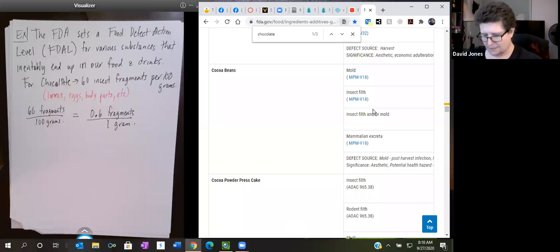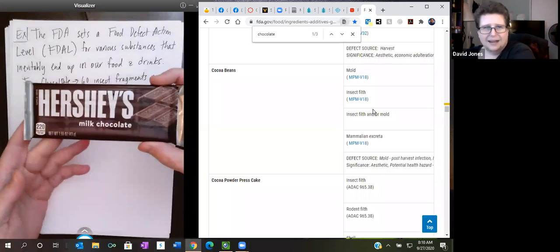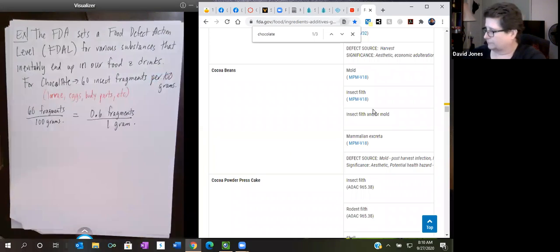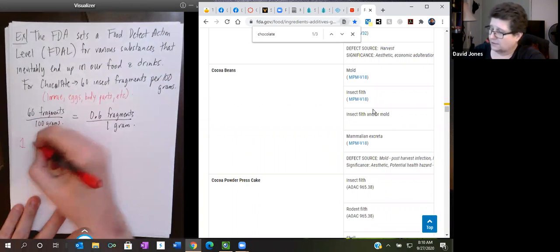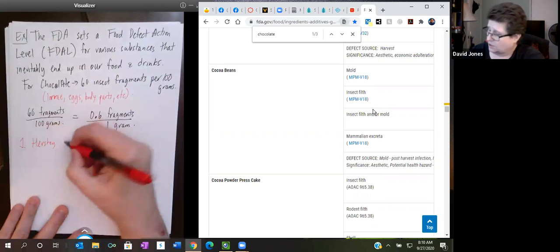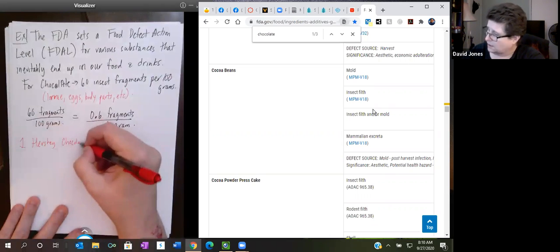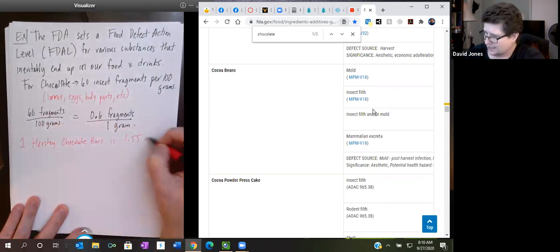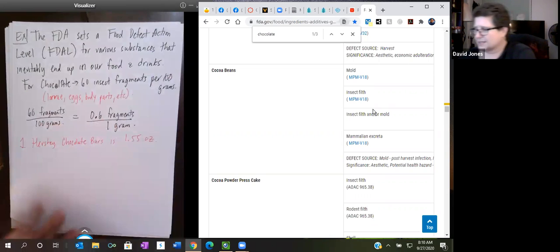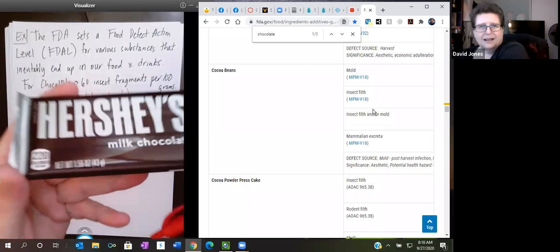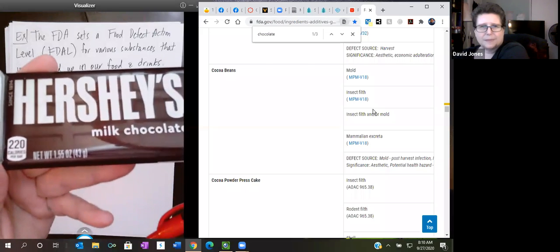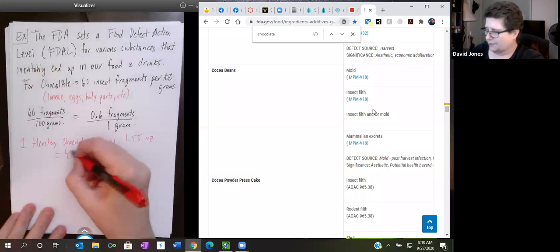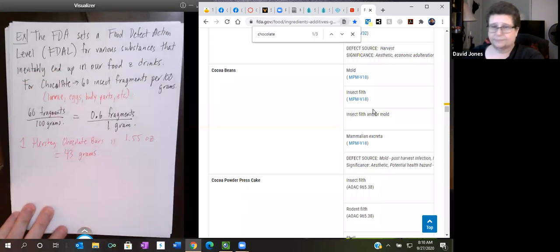All right, so I went and grabbed a Hershey's chocolate bar. There's 1.55 ounces in a Hershey's chocolate bar. And how many grams is that? It actually tells us 43 grams. All right.